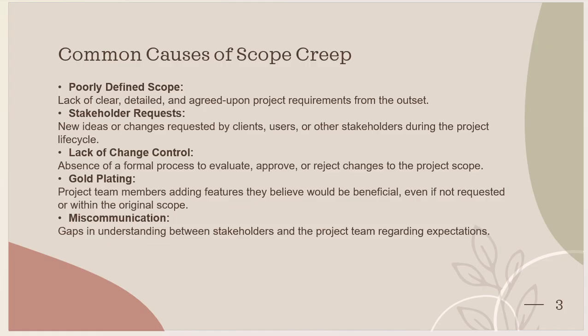Gold plating is when project team members add features they believe will be beneficial, even if not requested or within the original scope. That's not part of the scope, but they continuously add it, and we call that gold plating. And miscommunication: gaps in understanding between the stakeholders and the project team regarding expectations. It's the most important part. The business wants the system to work in a certain way, and the development team does it another way. That's the large gap, the miscommunication, by which scope creep happens.